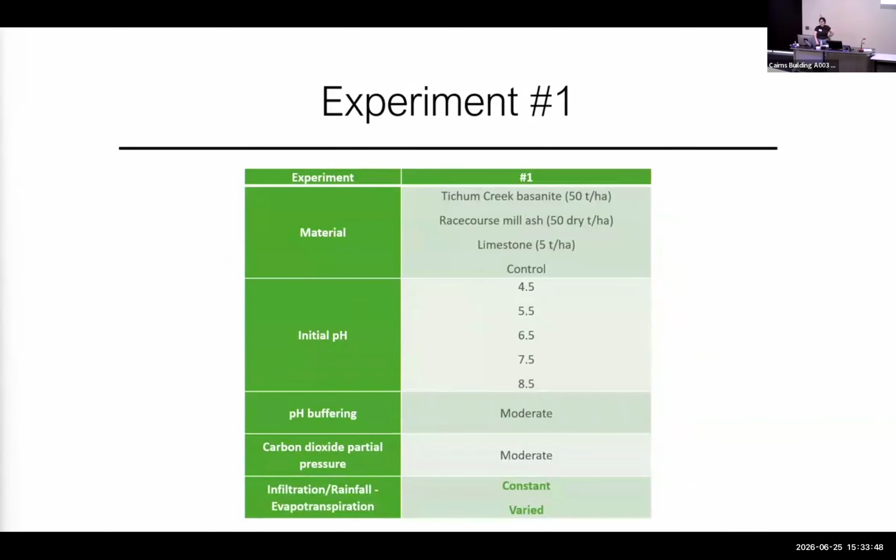So in terms of our experiments, all of our experiments have 3 materials applied: 50 tonnes per hectare of our local basanite, a local sugarcane mill ash, limestone, and we've got control profiles as well. And we're testing 5 different pHs for the soil. And then in this experiment, we're comparing the impact of having a constant or a varied climate.